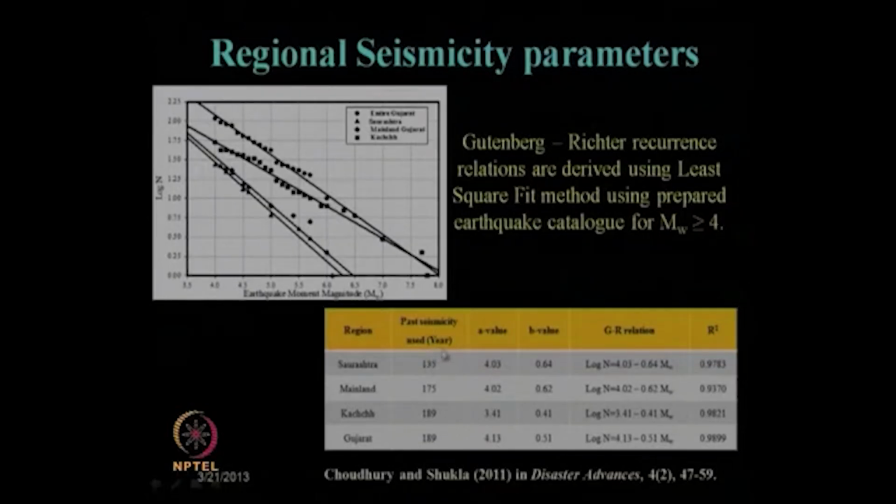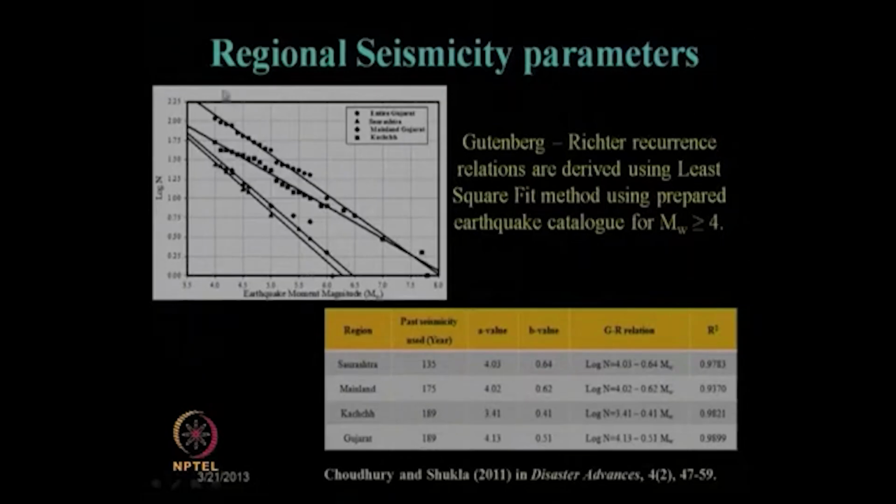the past seismicity recordings used are given in terms of years. You can see over here for the Saurashtra region data of the last 135 years have been used, and that is till March 2011, as I have already mentioned. For mainland Gujarat the last 175 years, for the Kutch region 189 years, and hence automatically for entire Gujarat also the last 189 years of data set have been collected.